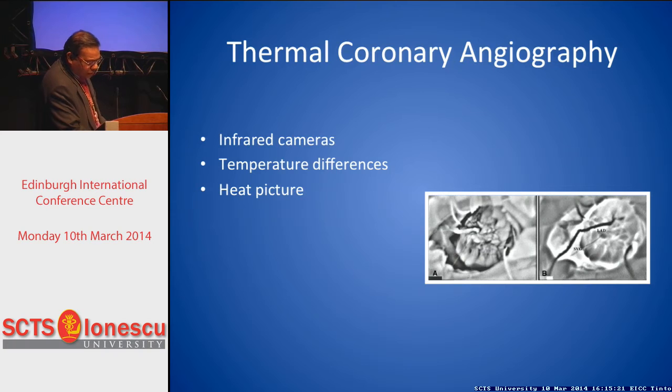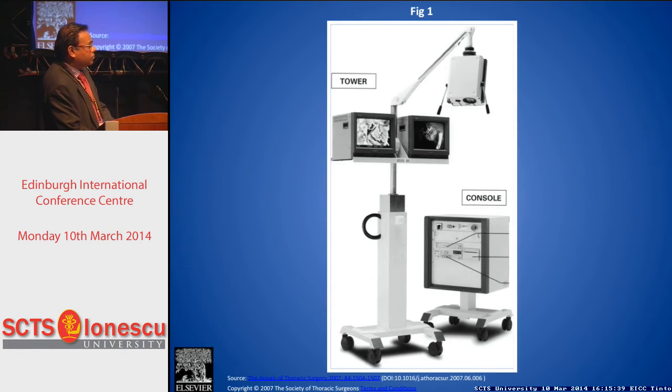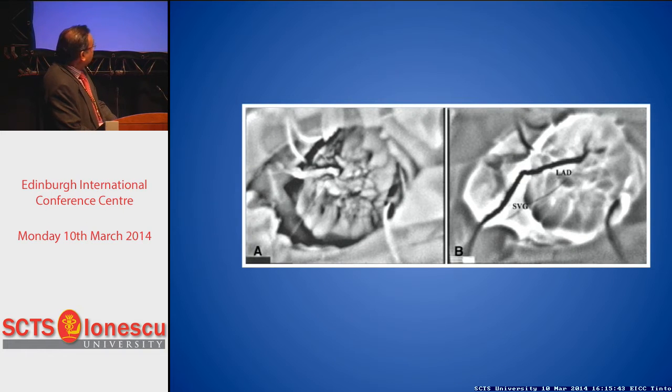Thermal coronary angiography uses infrared cameras to detect temperature differences between the graft injectant and the surrounding epimyocardium, resulting in a heat picture that you can see over here. A temperature difference of 0.1 degrees centigrade can also give very clear pictures. And here are some examples. This is the instrumentation that is required. It's not very complex. Here's a vein graft to the left anterior descending artery.